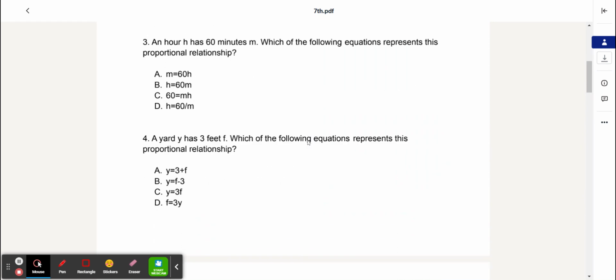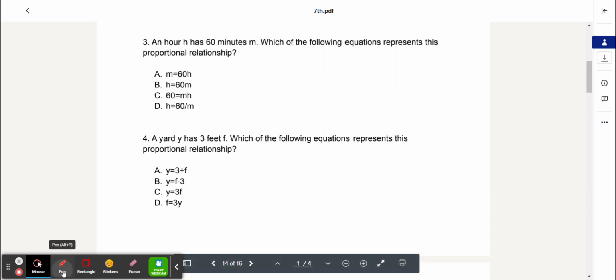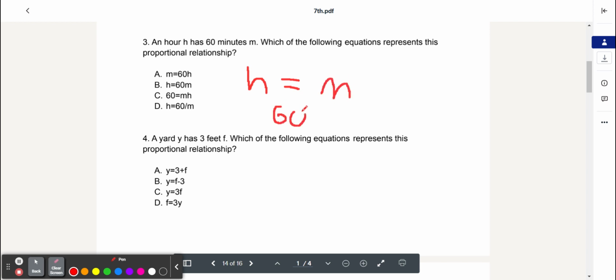So, to start off, let's look at number 3 and 4. Number 3. An hour H has 60 minutes M. Which of the following equations represents this proportional relationship? So, 1 hour has 60 minutes, and that means that the answer will be, so we look at it, H equals M, but then we need to put a 60 in here somewhere. So, where do you think it goes?